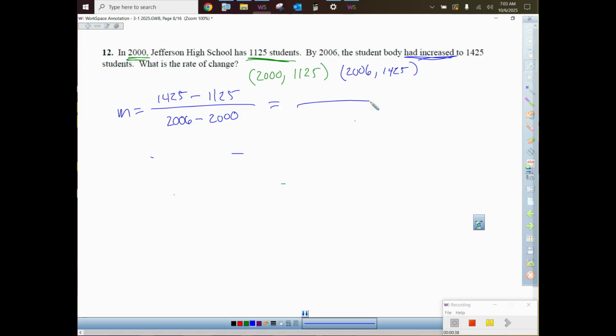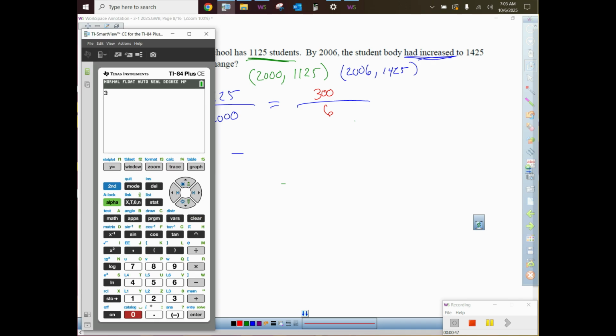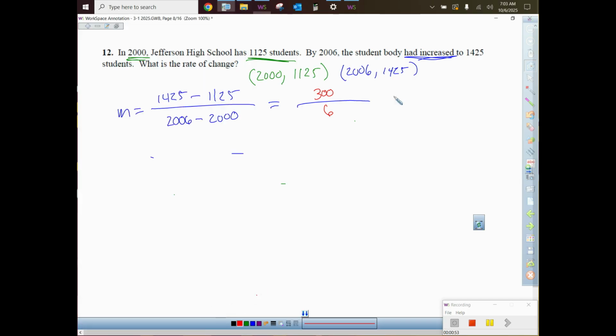Upstairs, if we punch that in, 1425 minus 1125 is 300. And then downstairs we got 6. So 300 divided by 6 is 50 in that case. So we will say that it increased by 50 students per year. So that's the rate of change.